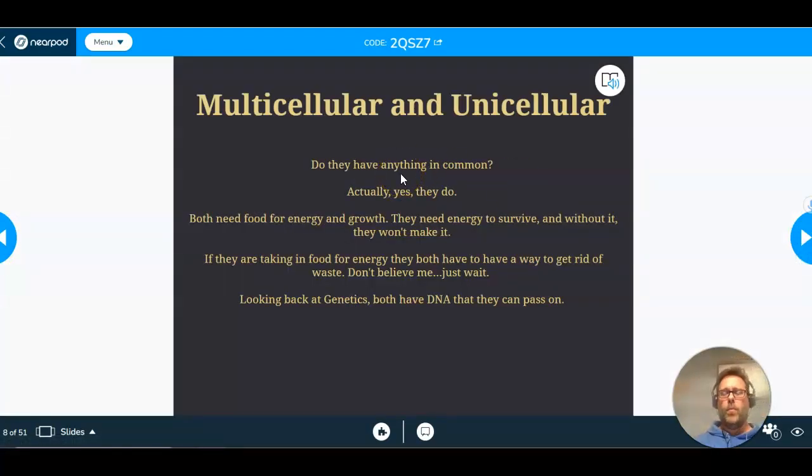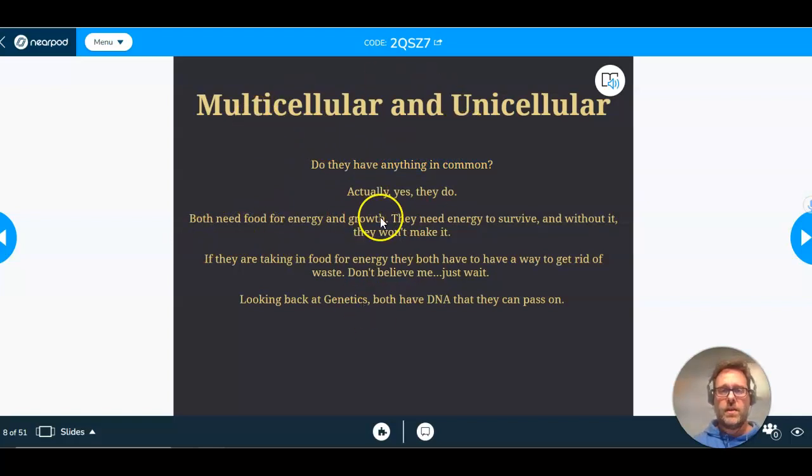Now, we've talked about some of the differences: unicellular, one cell, multicellular, many cells, specialized cells. Do they have anything in common? And they absolutely do have things in common. I've seen this pop up on the test, and it kind of tricks people because you're thinking that they're so different. And in a lot of ways they are, but in some ways they do have things in common.